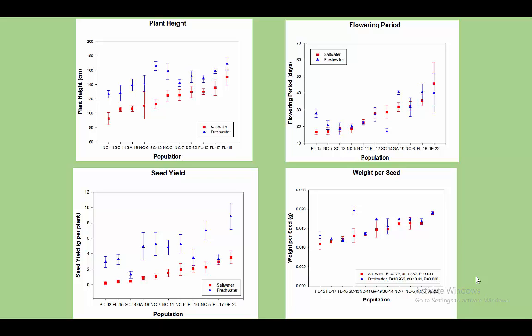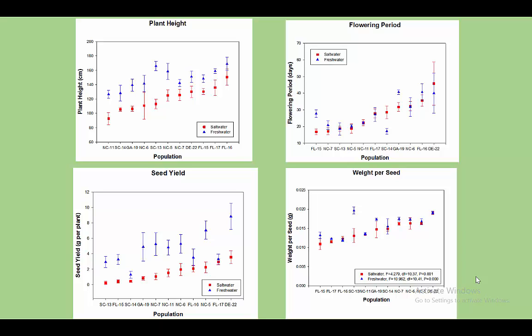In other cases, like the flowering period, over here, there's not much difference in most of them in when they flowered in terms of whether they were in salt or fresh. The seed yield was higher in the fresh water than it was in the salt water in most cases, but the seed weight was not much different.